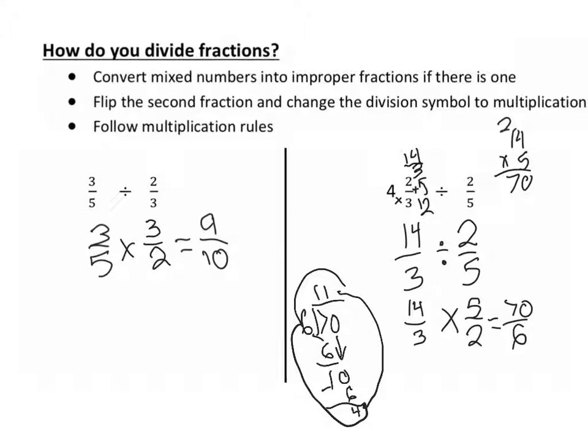So we're left with 11 and 4 over 6. But 4 over 6 can be reduced. Both can be divided by 2. So we divide by 2, divide by 2, and that gives us 2/3. So our final answer after all that work is 11 and 2/3.